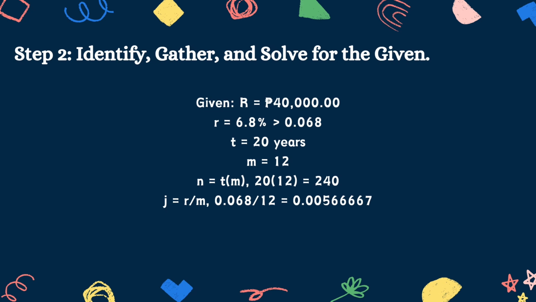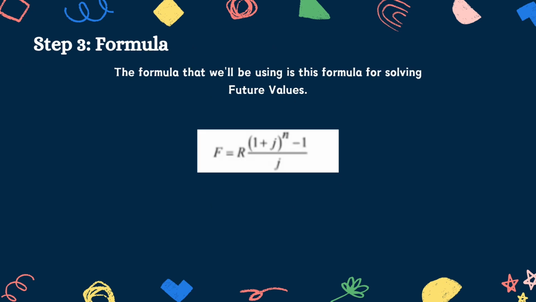Big R is equal to 40,000 pesos. Small r is equal to 6.8%, turned into decimal 0.068. T is 20 years, M is 12, N is equal to T times M, so 20 times 12 is 240. N is 240, while J is equal to r over M, so 0.068 over 12 is equal to 0.00566667. That's J.